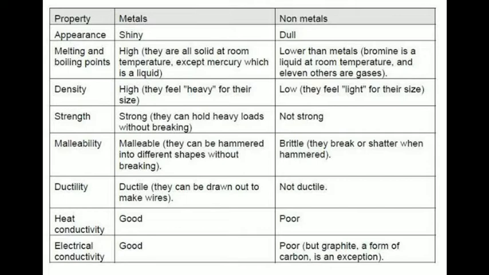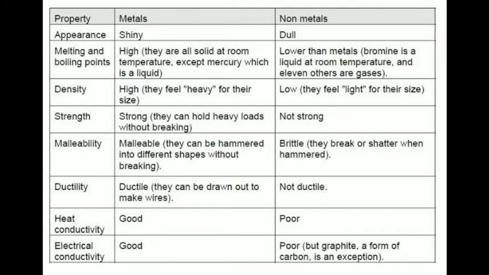Metals have high melting point except mercury which is in liquid state at room temperature, and non-metals have low melting and boiling point. The density of metal is high except sodium and potassium which have low density, and non-metals have low density. So metals are very strong except sodium and potassium. Non-metals are not strong except diamond. Metals are malleable and ductile in nature, and non-metals are not malleable and not ductile.